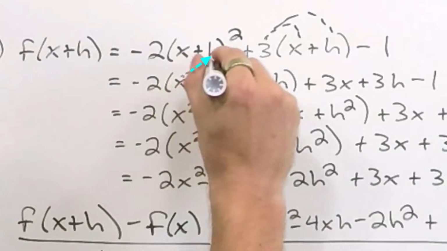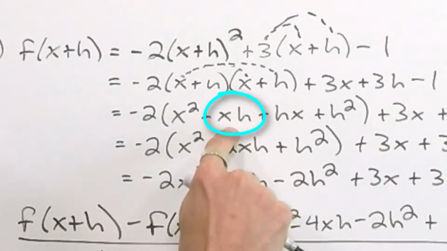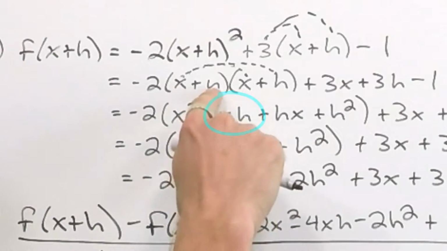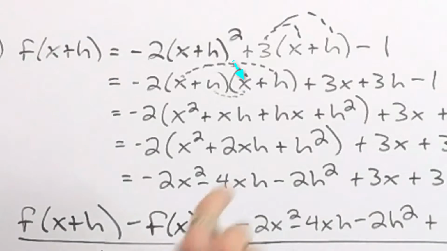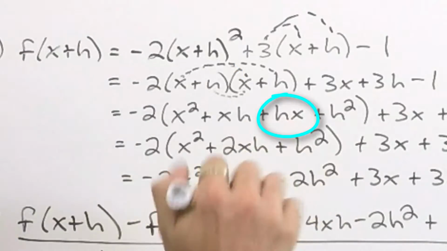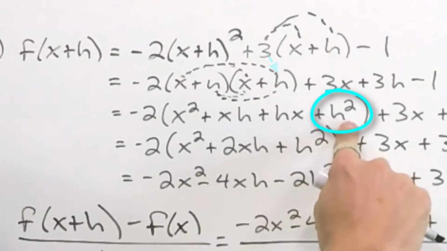Then come back and let this x hit the h. That'll give us x times h, which we have right here. Run back to the first set of parentheses and grab this little h. Let it get multiplied times the x, so we'll write it as hx. And then the last thing here, we'll have h times h, which is h squared.